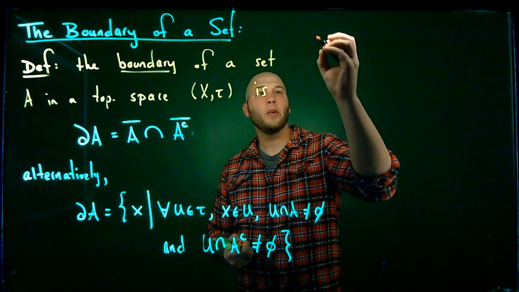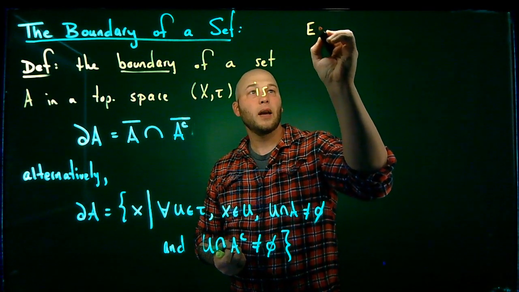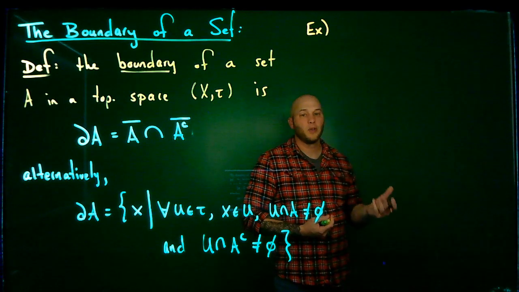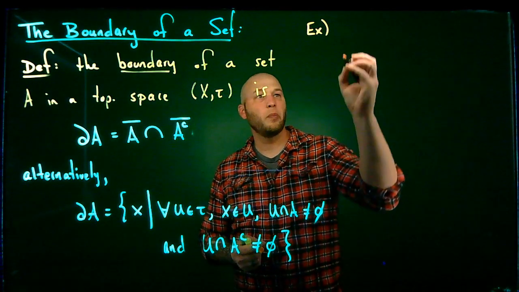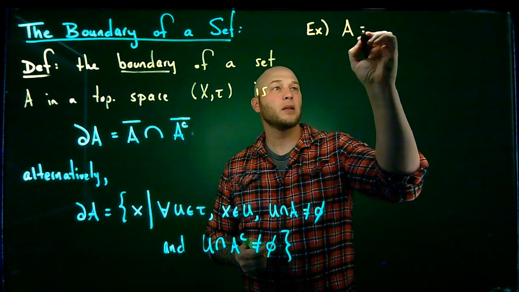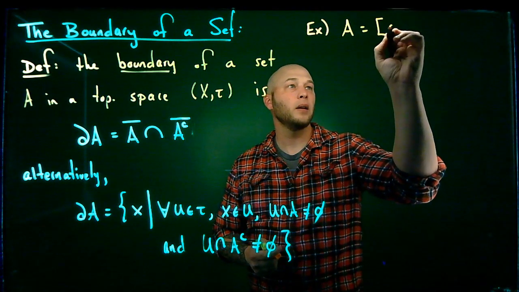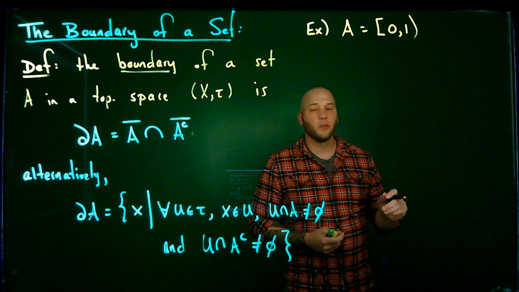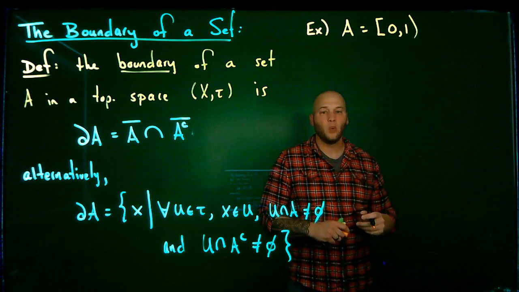So first and foremost, let's look at an example within the context of the real line with the usual topology. Let's say my set A is given by [0, 1), the half open interval from 0 to 1 where 0 is included and 1 is not.